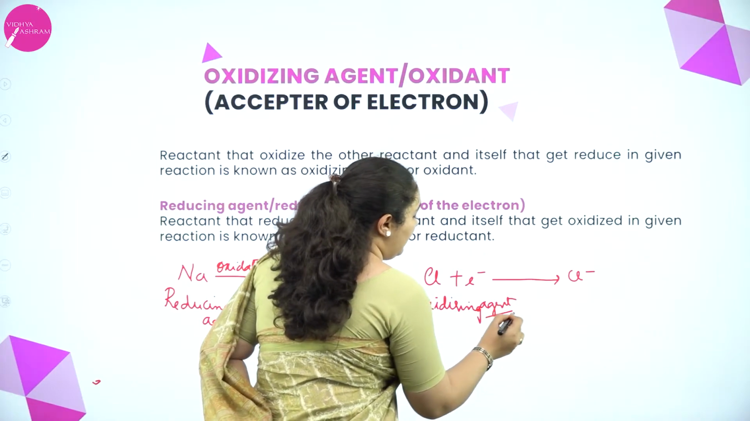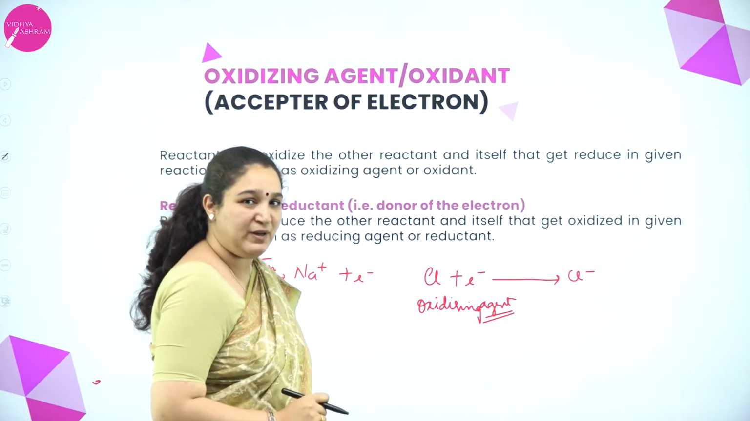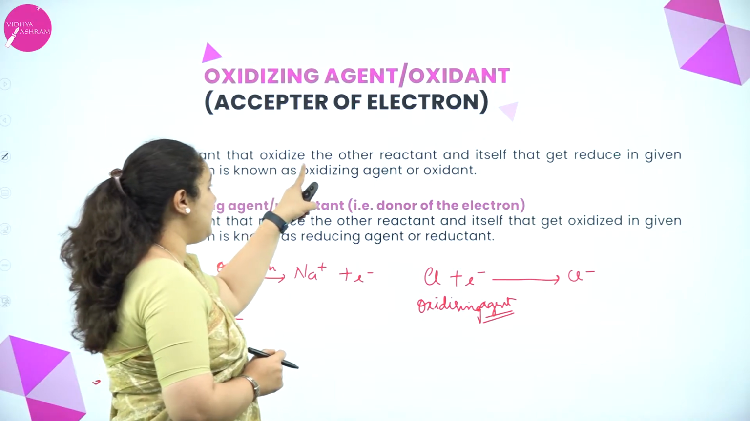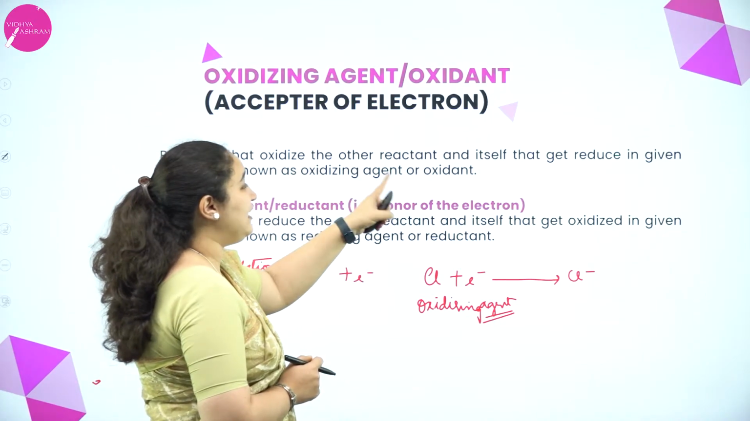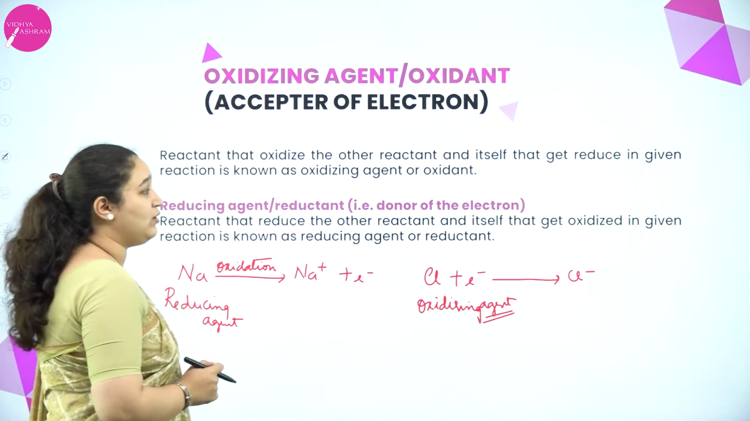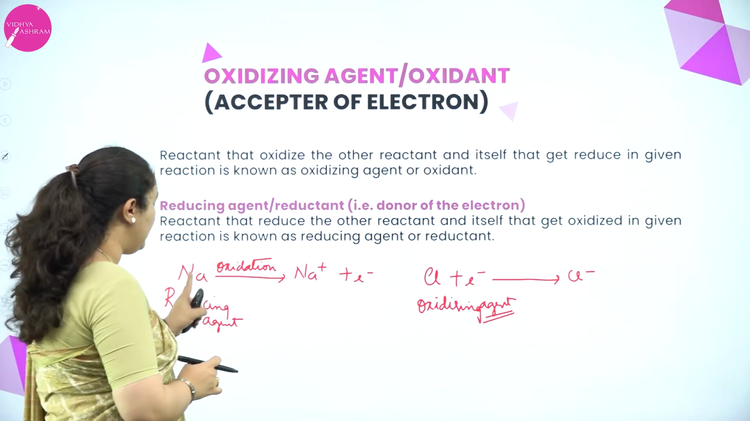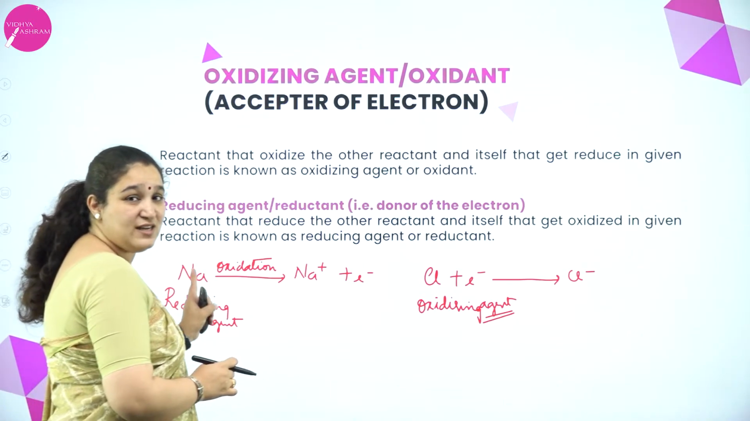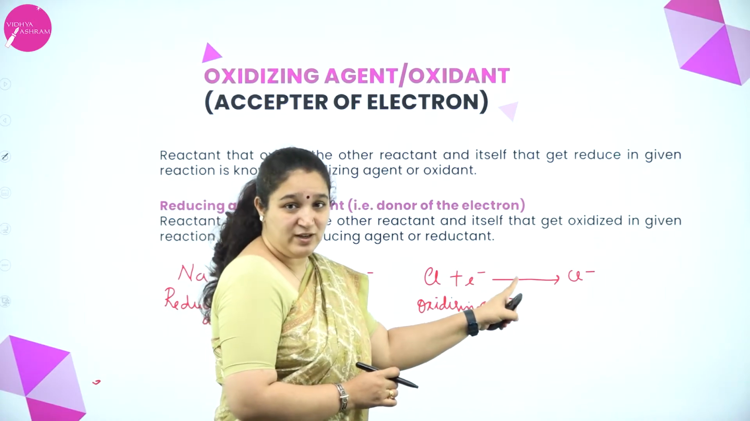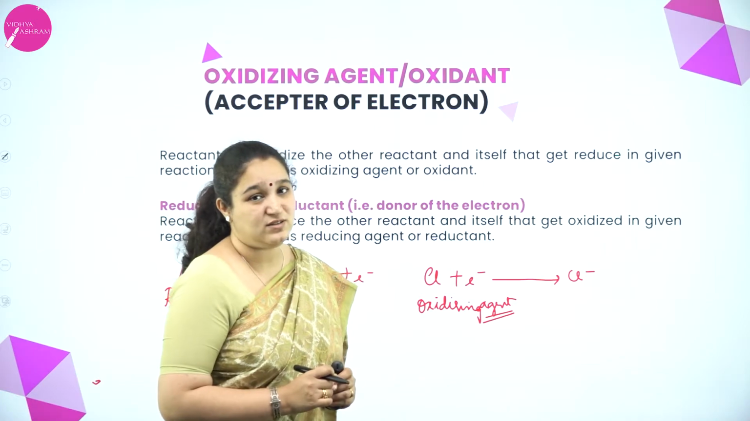When you use the word agent, it should be opposite of the process that is happening to it. Again, I'll read: the reactant that oxidizes the other reactant and itself gets reduced in a given reaction is known as an oxidizing agent. Now this is getting oxidized, so itself is getting reduced. It is called a reducing agent. Here it is getting reduced and itself is getting oxidized, so it is called an oxidizing agent.